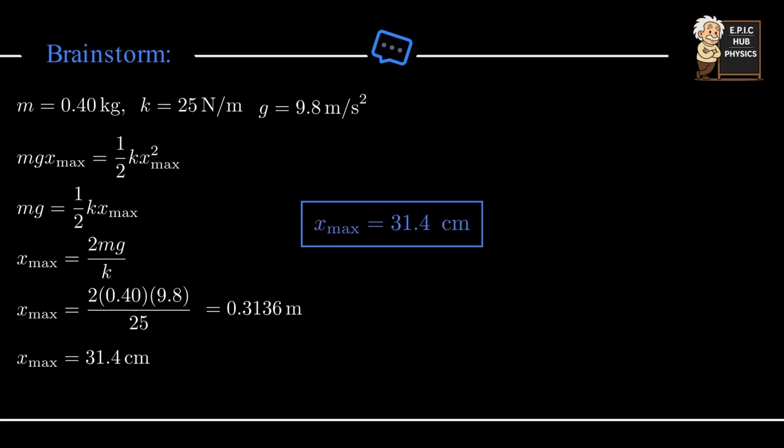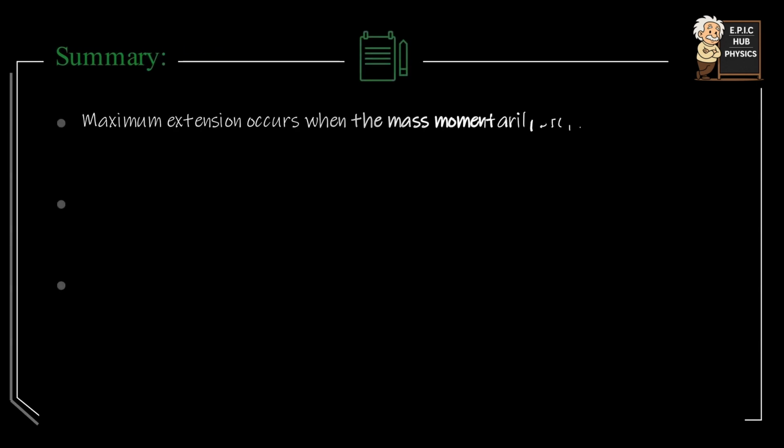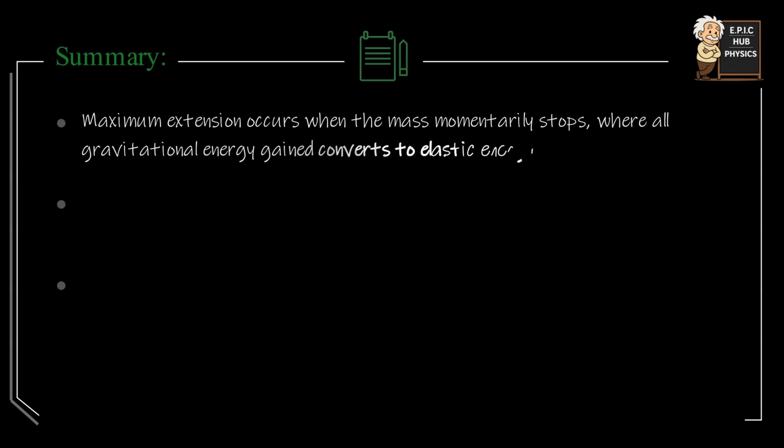What did we do? We wanted to determine the maximum extension of the cord. We used the principle of conservation of mechanical energy, where the gravitational potential energy at the start equals the elastic potential energy at maximum extension. We solved for the extension and obtained the final value. Job done, and we can summarize to conclude. We have seen that the maximum extension occurs when all of the gravitational potential energy is converted into elastic potential energy.